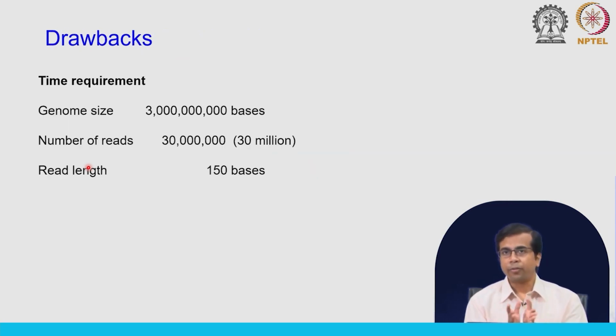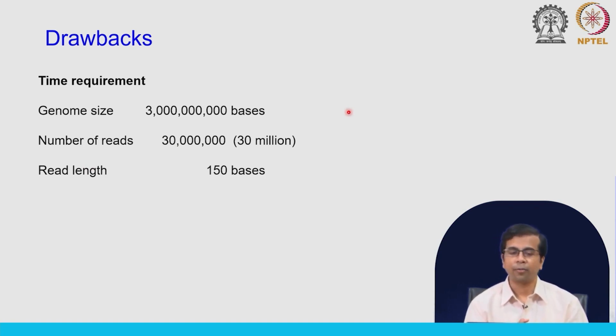So, we can look at the drawbacks, right. So, one is the time requirement. Okay. The sliding window approach along with this mismatch counting, both contribute to the time required. Okay. So, let us take this example: let us say the genome size is about 3 billion bases, like the human genome. We have a number of reads, about 30 million reads, that we have generated.